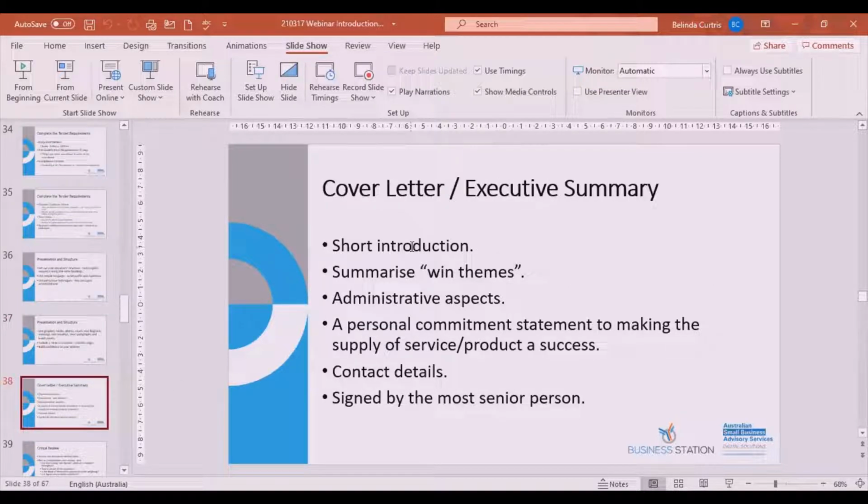One thing that I do is include a cover letter or an executive summary, just a brief introduction to your business. Summarise your win themes. So, our capacity to deliver this work is demonstrated by a history of completing similar projects, qualified and experienced staff, well-maintained plant and equipment, that type of thing. Cover the administrative aspects of the tender, so just perhaps an outline of the structure of your document and where certain attachments are. Make a personal commitment to making the supply of service or product a success. Include your contact details and have it signed by the most senior person in your organisation.